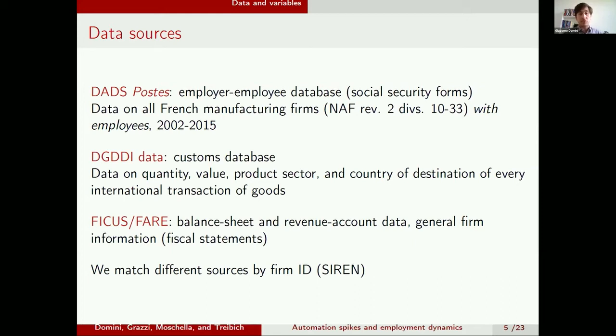Then we complement information from that with information from customs data from the French customs office, which in its original form is transaction level. In particular, we're going to use information on the type of the flow and the product code of the flow. And finally, we retrieve some firm-level information such as value added and capital from FICUS and FARE, which are two more databases. FARE is the successor of FICUS from 2009. These are firm-level administrative databases based on fiscal statements, containing general firm information and balance sheet information. We match these different sources at the firm level thanks to the unique firm identifier of French firms, which is the SIREN.